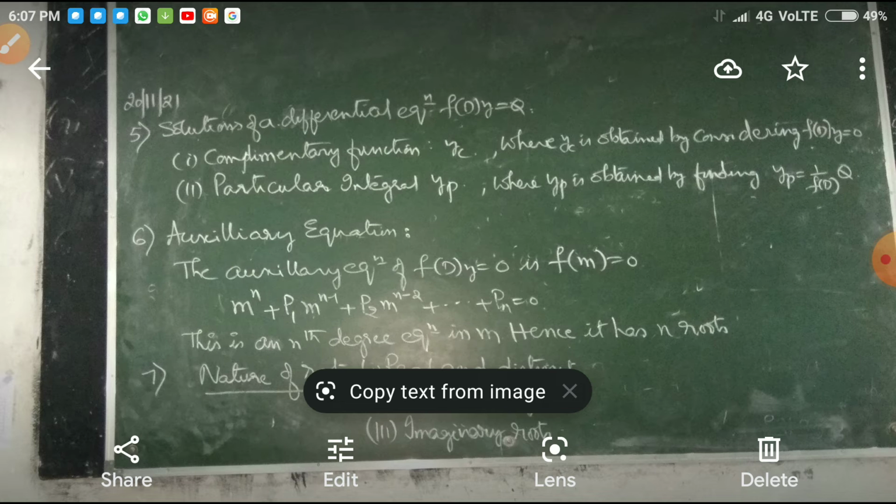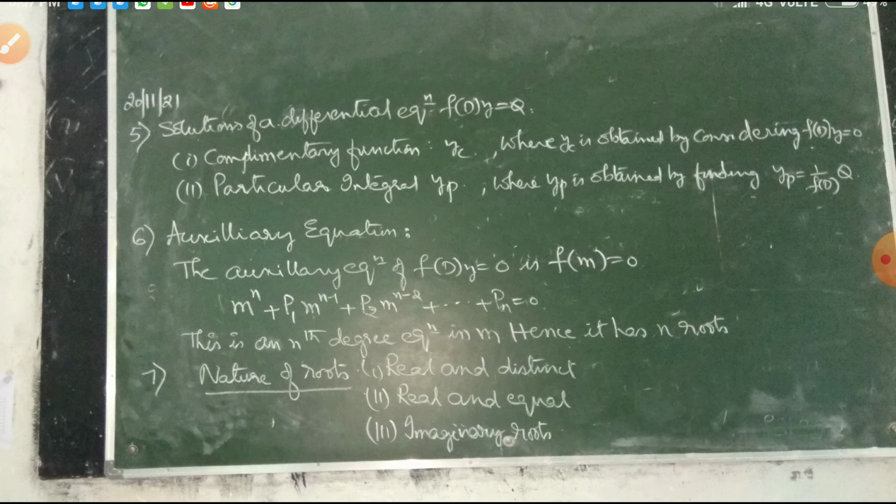That is, replace the operator capital D by small m, then automatically this becomes m^n + p1 m^(n-1) + p2 m^(n-2) + and so on + pn = 0. This is an nth degree equation in m, so it has n roots.